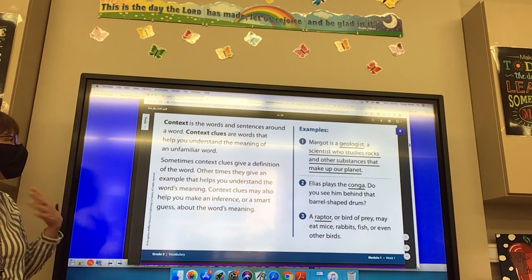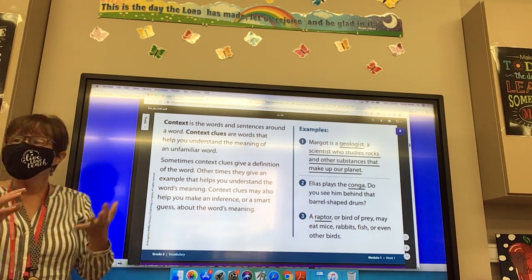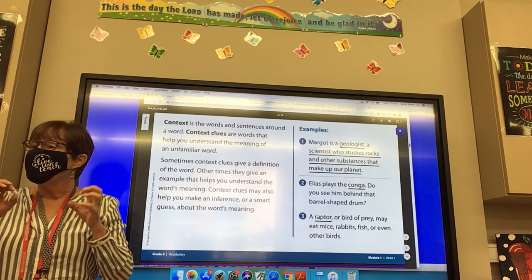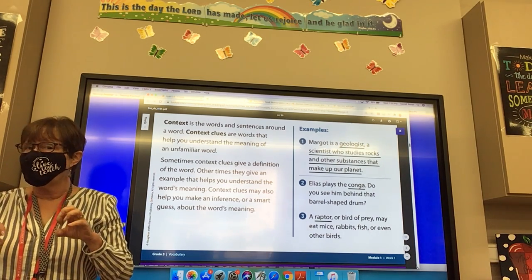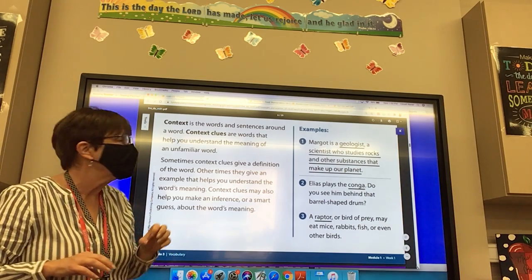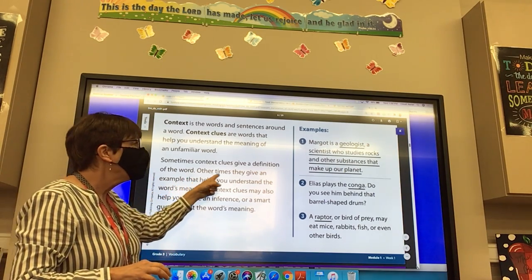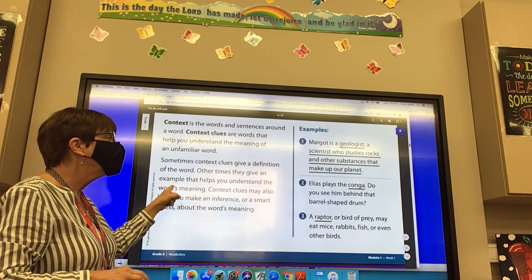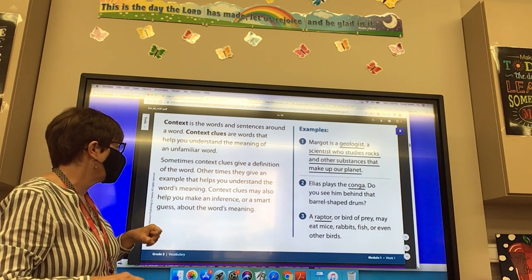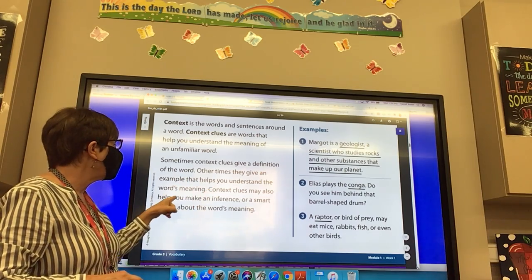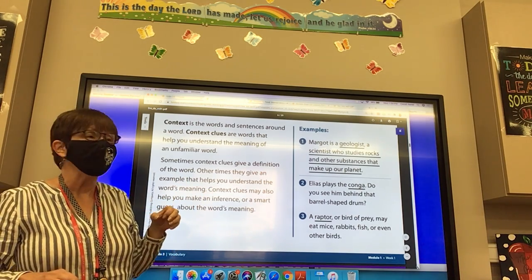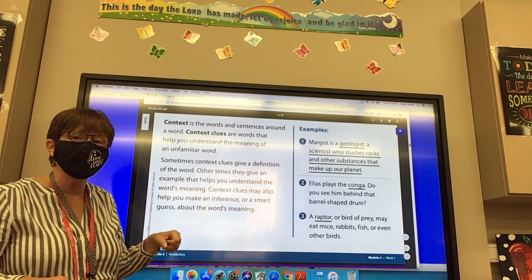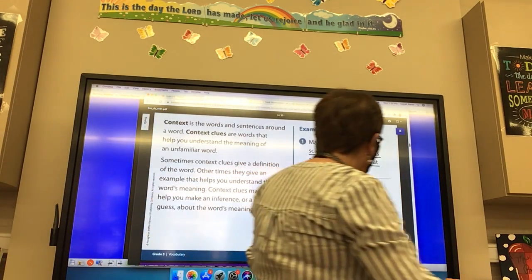So here's what you're going to do. Because sometimes context clues give you the definition of the unfamiliar word. Other times they give you an example that helps you understand the word's meaning. Context clues may also help you make an inference, or a smart guess, about the word's meaning. And here we have some examples of that.